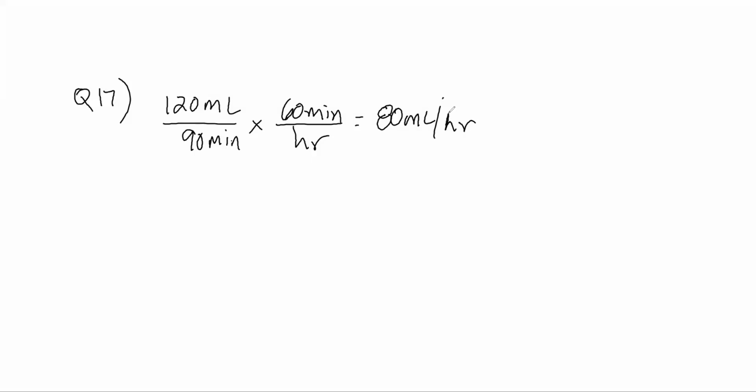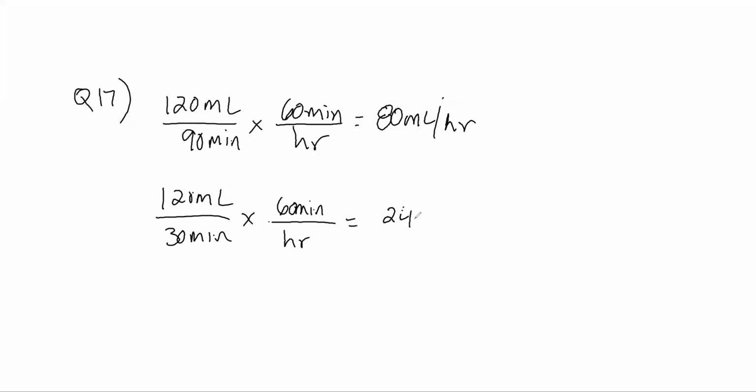A variation of this type of question is you might see something similar, but instead it's like 120 milliliters, and let's say in 30 minutes, and you would do the same thing. You would still convert minutes to hours. The thing that sometimes people have a problem with is it ends up being 240 milliliters per hour. And that seems like a high flow rate when you're like, well, I'm only going to give them 120 milliliters in 30 minutes. You're right.